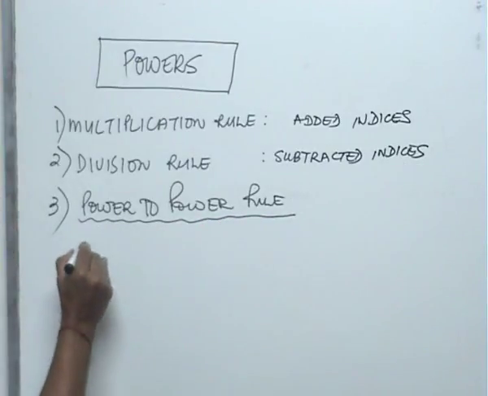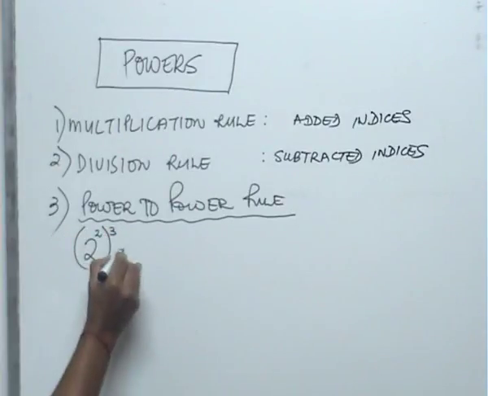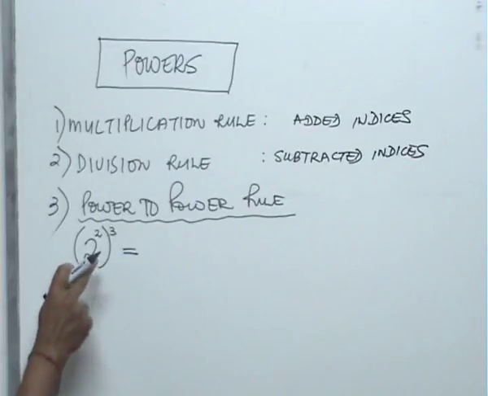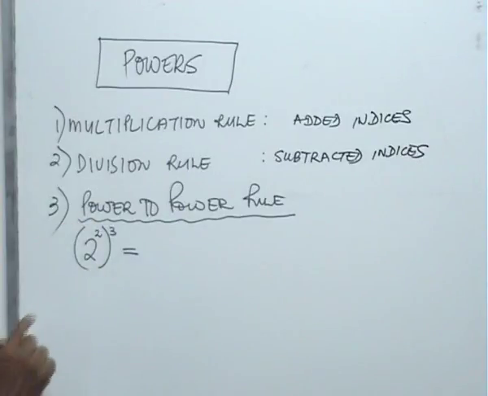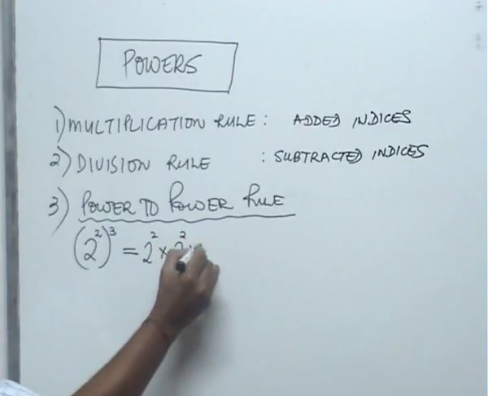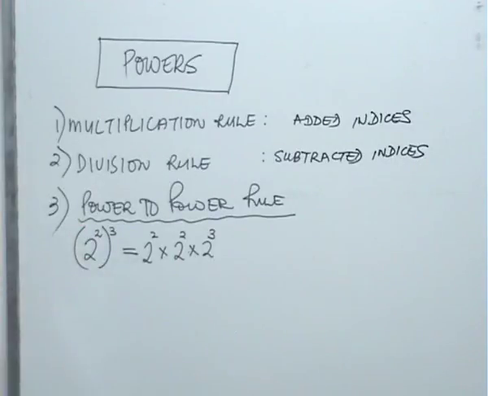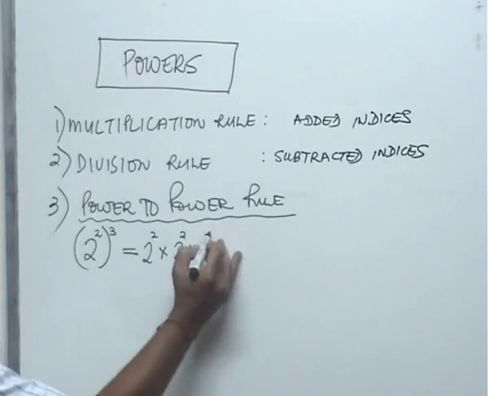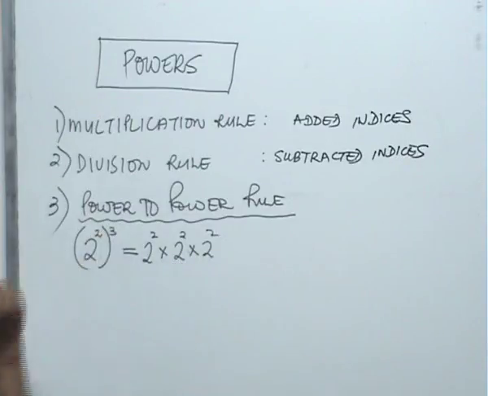Let's do a little demonstration first. Say you have 2 squared all cubed. This means that whatever is inside the bracket has to be multiplied 3 times by itself. In other words, 2 squared has to be multiplied by 2 squared has to be multiplied by 2 squared, because it is saying whatever is in the bracket is cubed. Whatever is here has to be multiplied by itself 3 times because it's cubed.